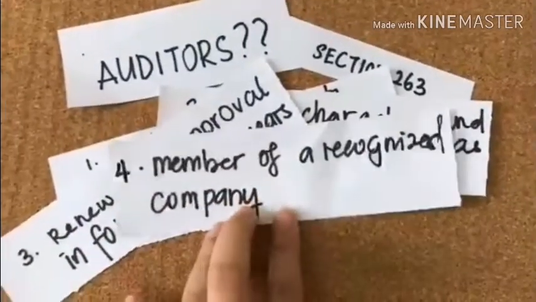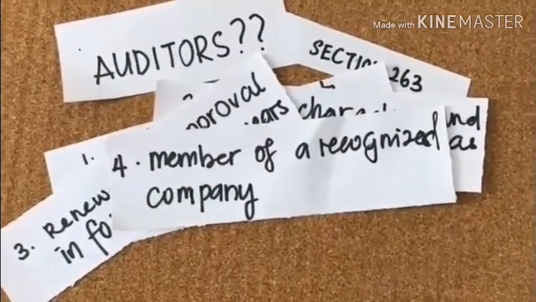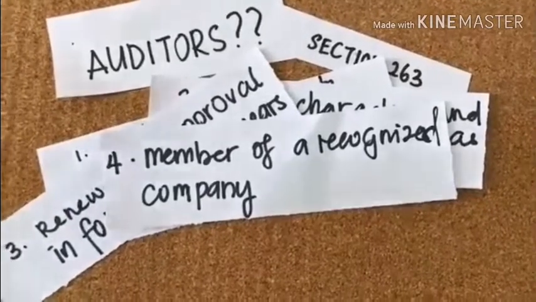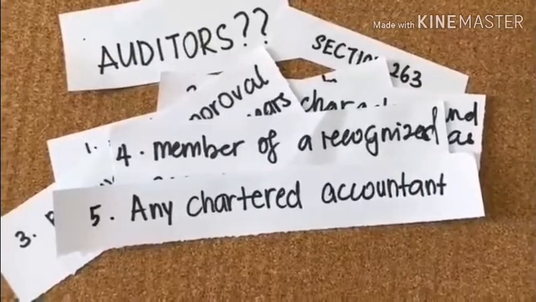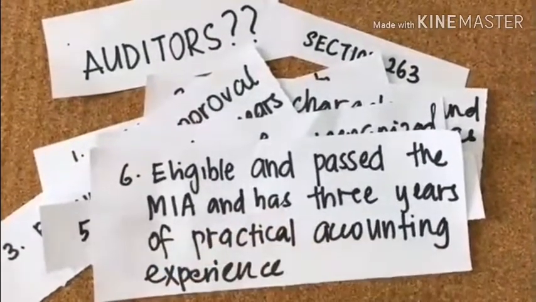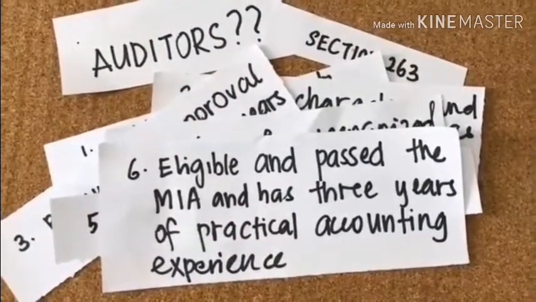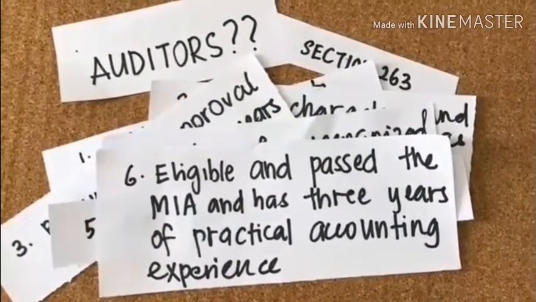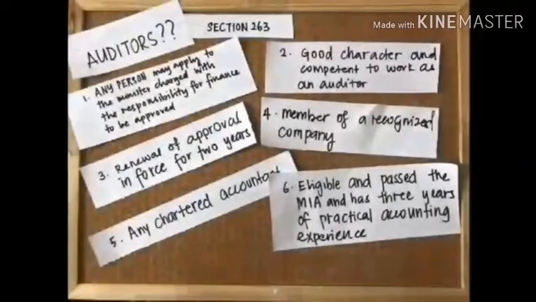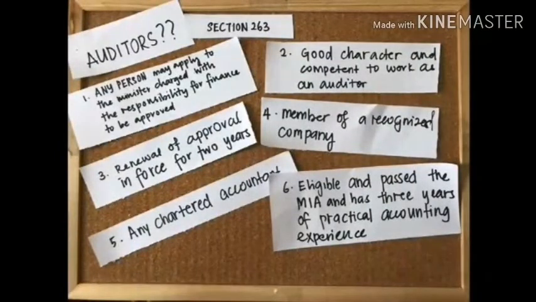Next, anyone who is a member of a recognized company. Next is any chartered accountant. And lastly, anyone eligible and past the MIANS 3 years of practical accounting experience. Now this is a recap of who may become an auditor according to Section 263 of the Companies Act 2016. There are 6 according to the Act.